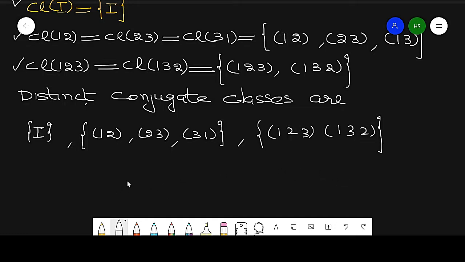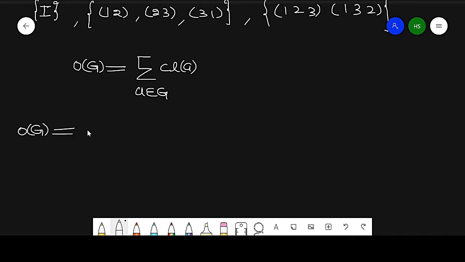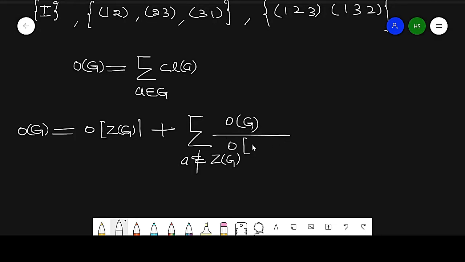So what is the class equation? To verify it, we know that the order of G is equal to the summation of the class of A, where A belongs to G. This can be written in many ways: order of G equals order of the center of G plus the summation over A not belonging to the center of G of order of G over order of the normalizer of A. So this is the class equation.